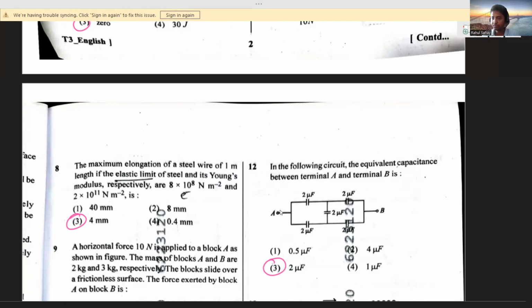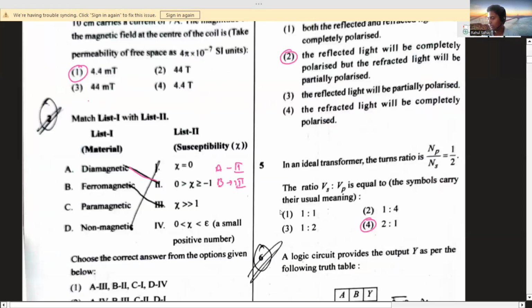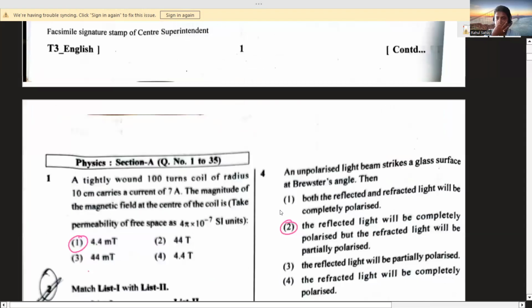Hello, dear students. I am going to discuss the physics NEET 2020 question paper.